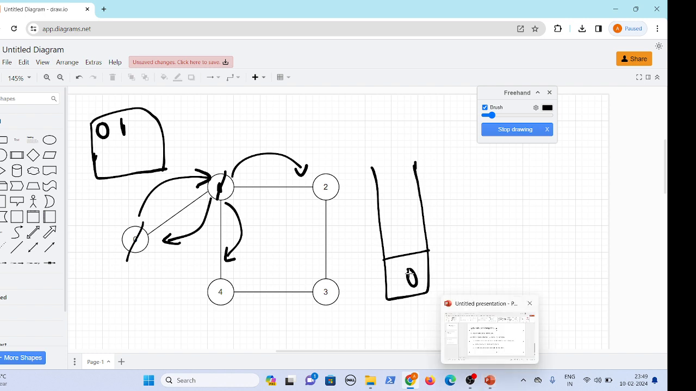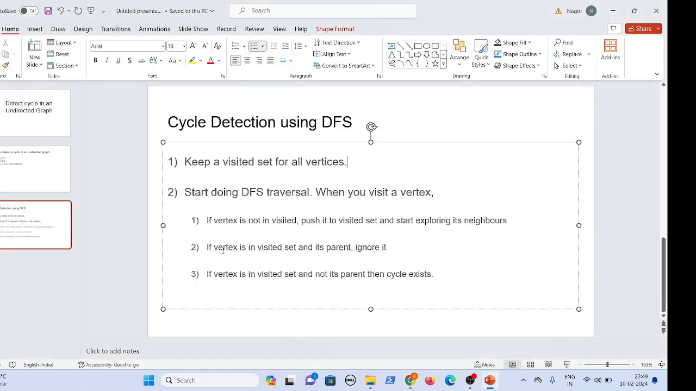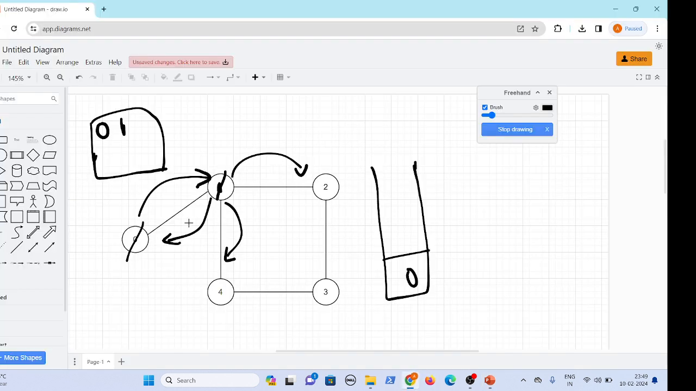Why we have put this parent condition is, since it is an undirected graph, 1 will become a neighbor of 0, and 0 will become a neighbor of 1. If you don't put this parent condition, then 0 is in the visited set, but this is not a cycle. Since it is an undirected graph, you can have bidirectional edges, and you can't consider this bidirectional edge as a cycle. That is why we have put the parent condition.